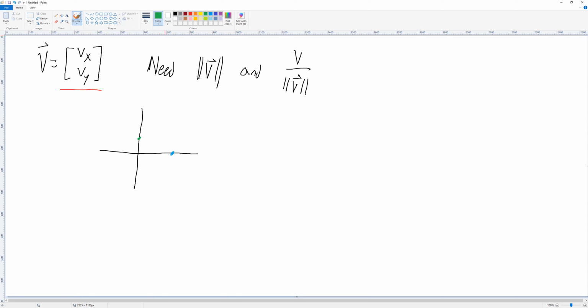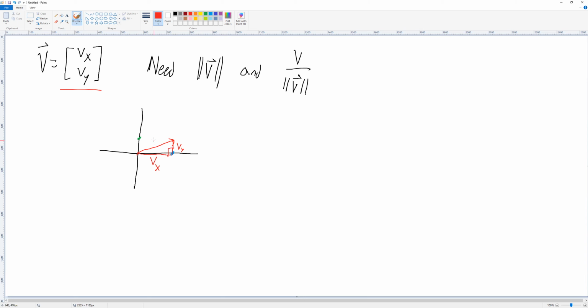So if we just draw it like that, then our vector is going to look something like this, where you have a triangle made of Vx and Vy. This height right here is Vy. This length right here is Vx. We know that this is a right angle because the y-axis is perpendicular to the x-axis.